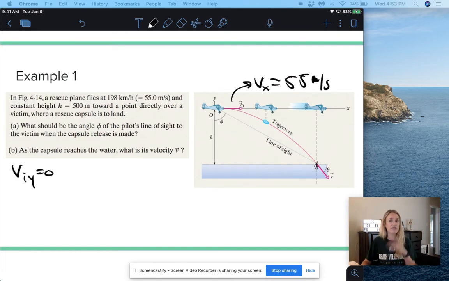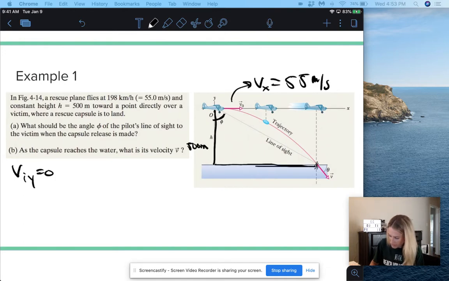Now, let's think of our game plan here. We want to know what this angle right here is. We know the height is 500 meters. So if we can find that delta x, or that range, the horizontal displacement that package goes, then we can use inverse tangent, because we then know the x component of that triangle and the y component of the triangle as well. All right, so we need to know what delta x is.